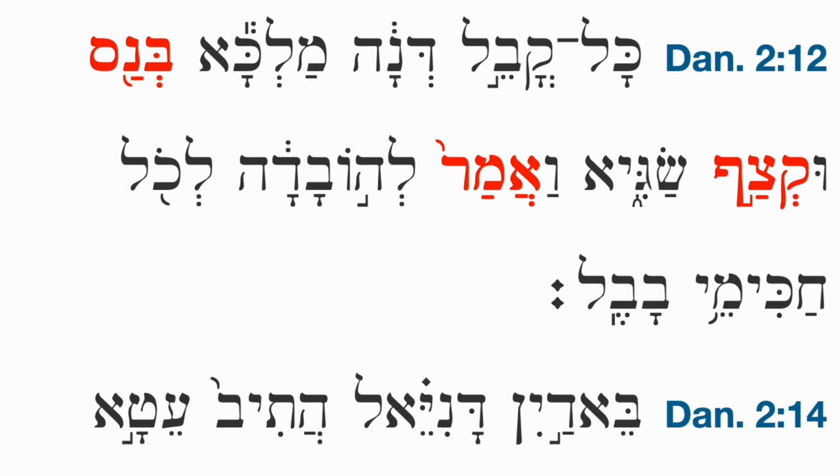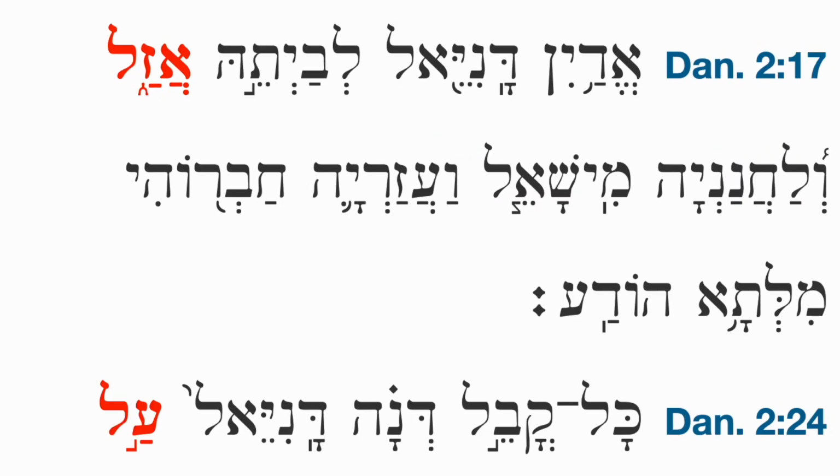And he said, lehovada, to destroy, lechol chakimei Vavel, all of the sages of Babylon. In Daniel 2:17, we get the form azal, which means he went. So reading from the beginning, we get Adayin Daniel levaite azal. Then Daniel, levaite, to his house, azal, he went.